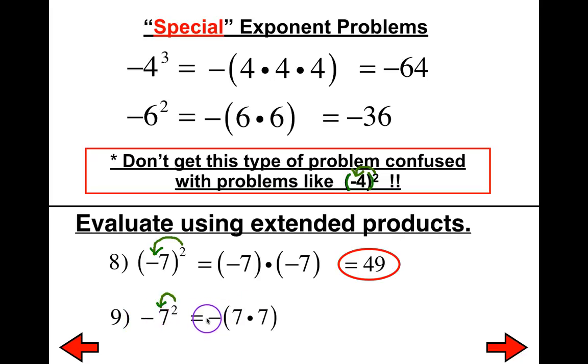So you're going to take the opposite, which is that negative sign, and then go ahead and group the 7 squared on the inside. So this would actually be 7 times 7, which is 49, but you have to take the opposite of that, which would give you negative 49. So with that slight difference, it actually gives us two completely different answers. 49 is not the same as negative 49.